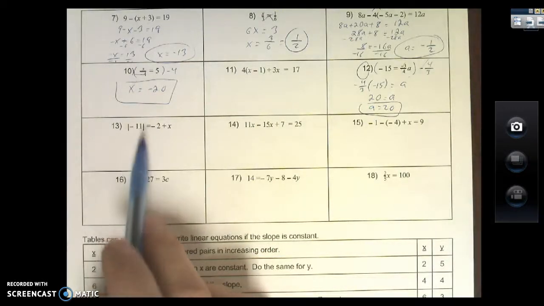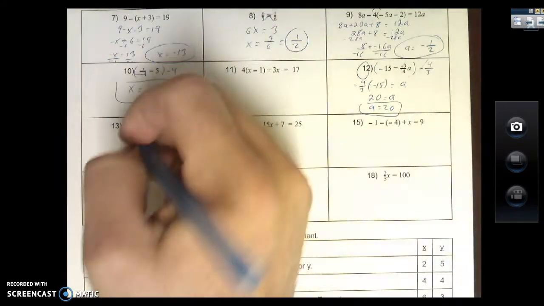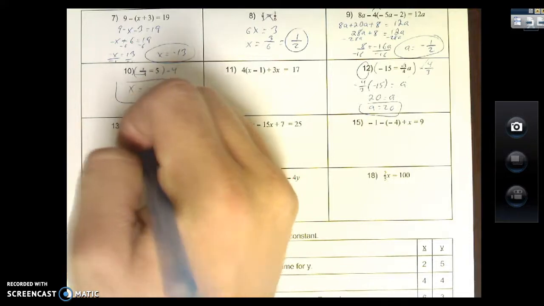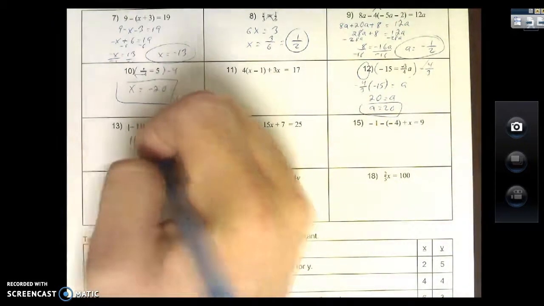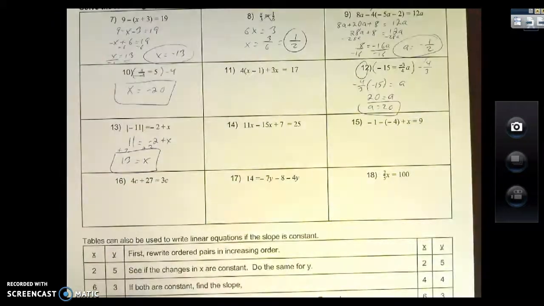Do you guys recall what this is right here? These little brackets, or these bars rather. Hopefully that reminds you. You can recall it as absolute value. So the absolute value of negative 11 is positive 11. Add the 2 over. X equals 13. Okay?